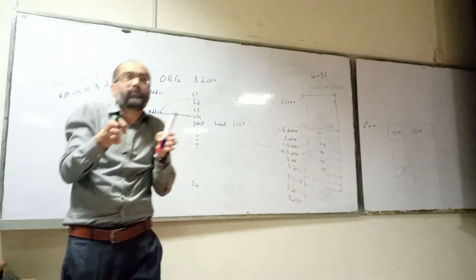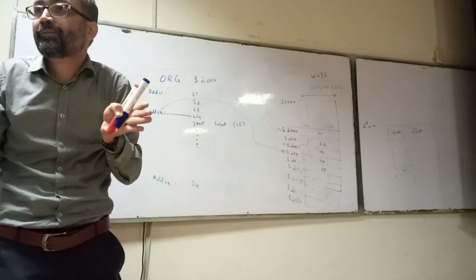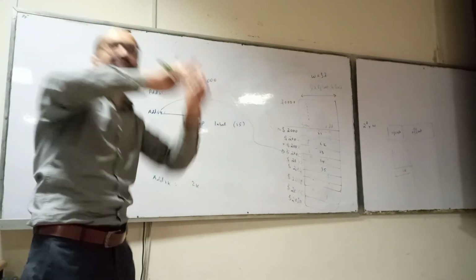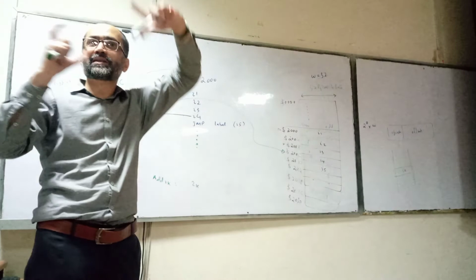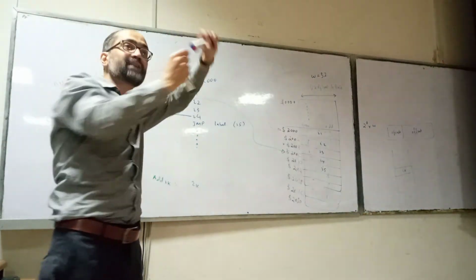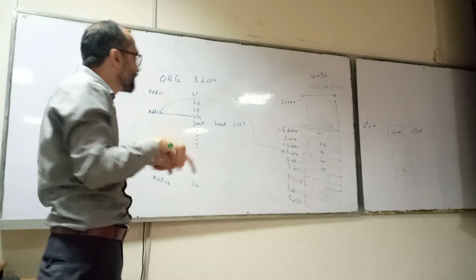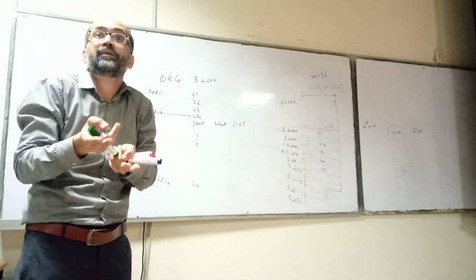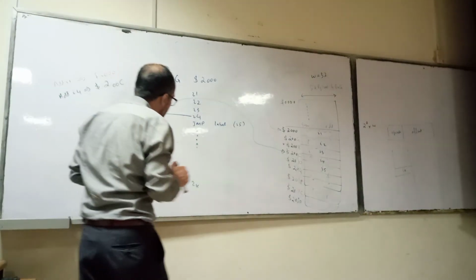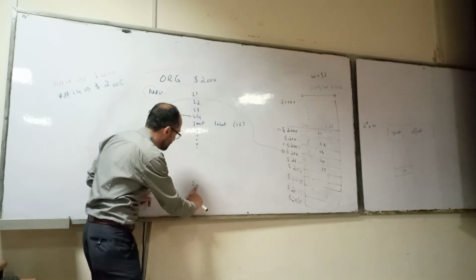And in this example, we assume that the size of the instruction is fixed. There are two types of architecture, RISC architecture and CISC architecture. In the RISC architecture, the size of the instruction is fixed. In the CISC architecture, the instruction size is variable. But in this architecture, we assume that the instruction size is fixed. So in this architecture, we have an add IK.